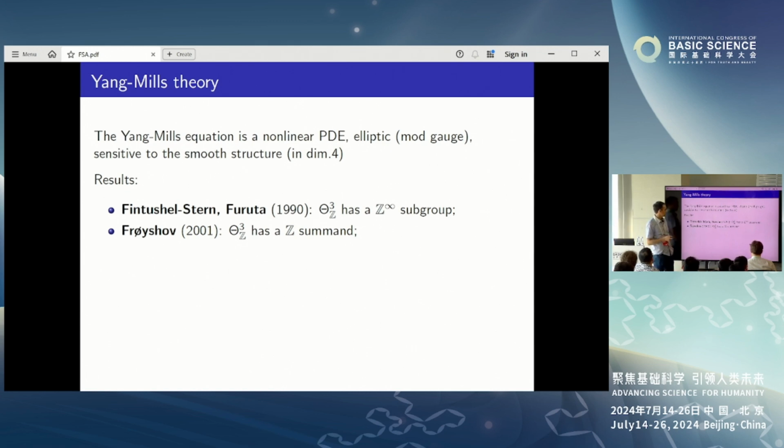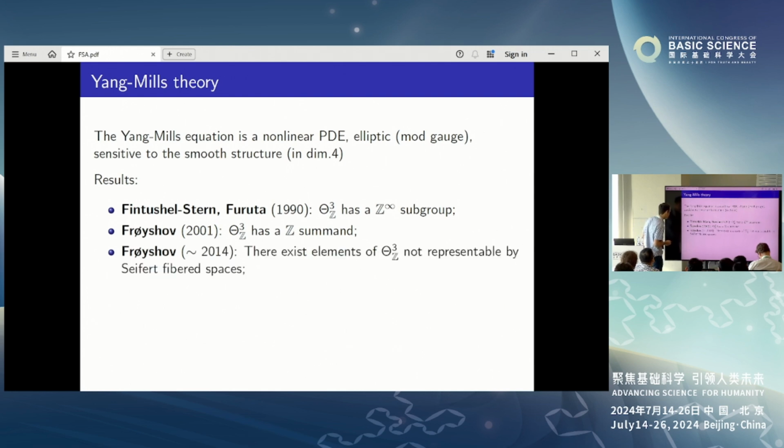Now you can ask, what about a summand? For example, Q has a Z subgroup, but it doesn't have a Z summand. So having a summand is more information than just having a subgroup. And Furuta-Ohta, no, Frøyshov in 2001, showed that it has a Z summand, just a Z summand, using also Yang-Mills theory.